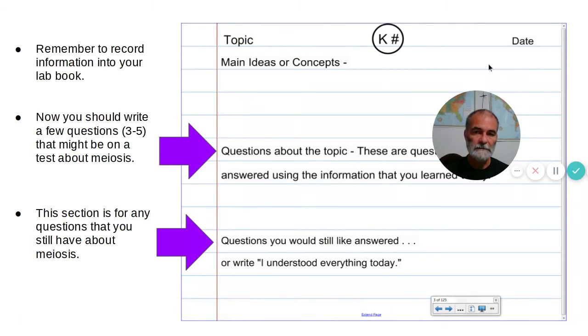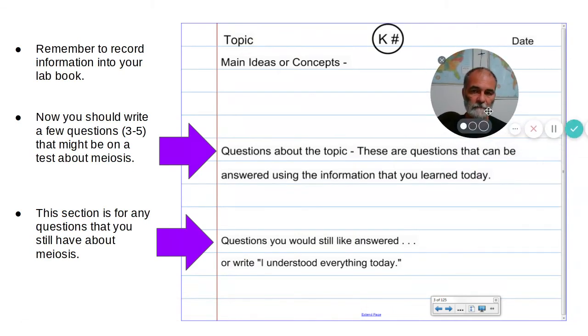So let's see if I can do this. Meiosis is the process that takes diploid cells and forms them into four haploid gametes, egg and sperm, that join together in the process of fertilization to produce a zygote. I think I included most of your vocabulary words all in one sentence there because they are all so joined together in this topic.